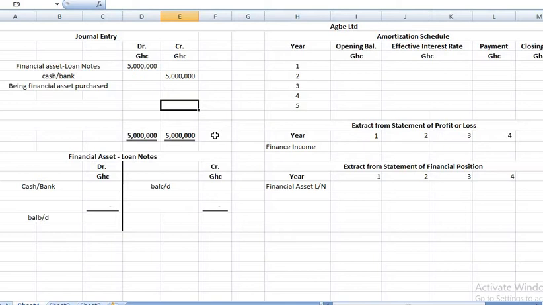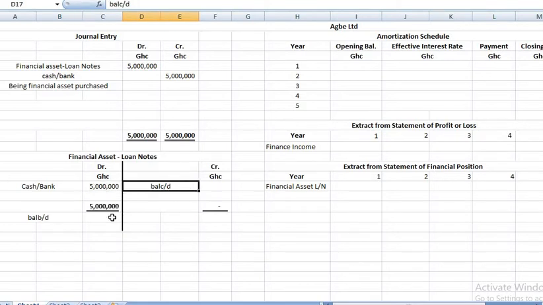Alright. The next thing we are going to do, as I did in a previous video, is make a T account of it. Let's see how it will be in our books. So we debit the financial asset with the value of the financial asset. That's the face value, 5 million.